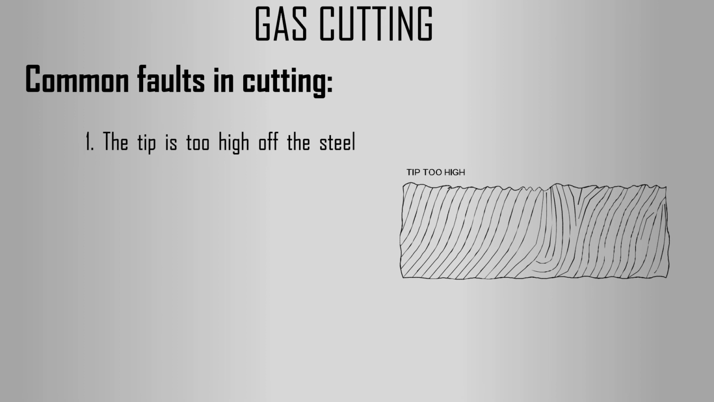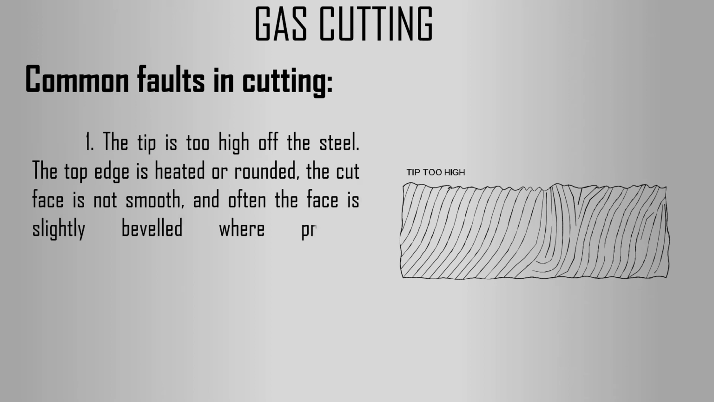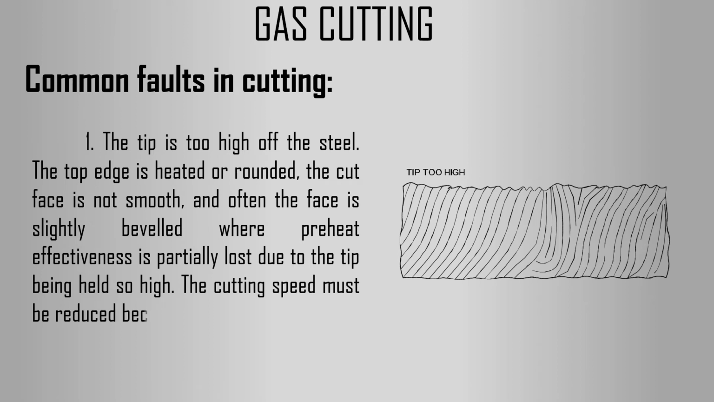Let's see some of the common faults in cutting. First type is the tip is too high off the steel. The top edge is heated or rounded. The cut face is not smooth, and often the face is slightly beveled, where preheat effectiveness is partially lost due to the tip being held so high. The cutting speed must be reduced because of the danger of losing the cut.